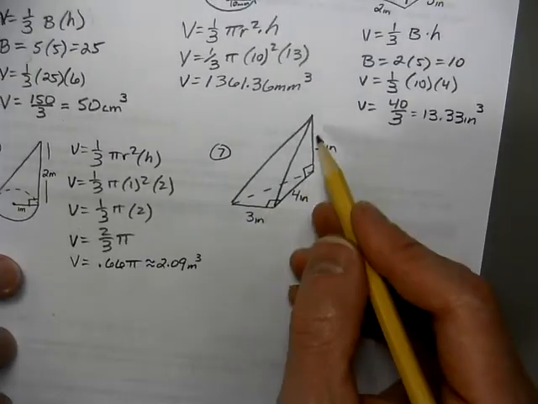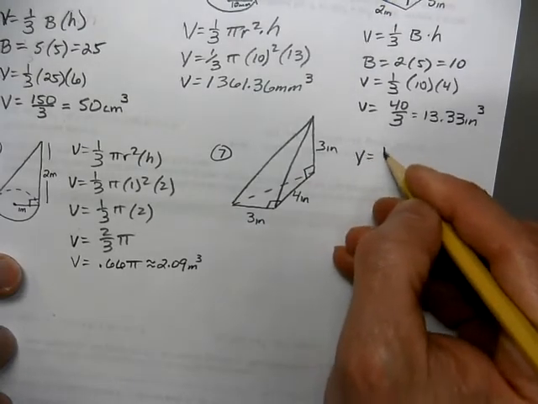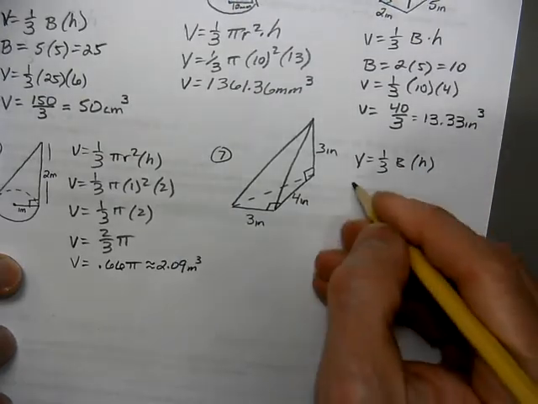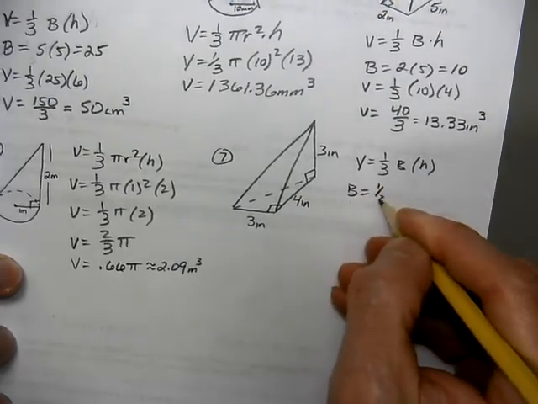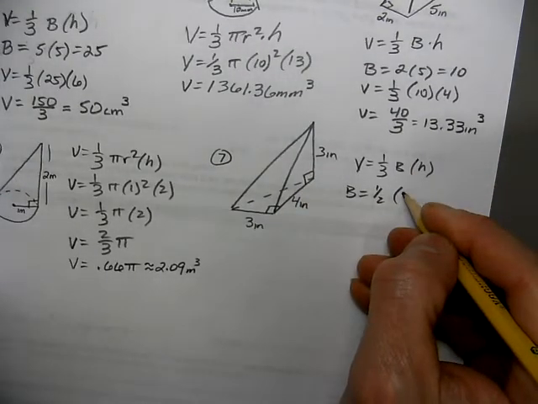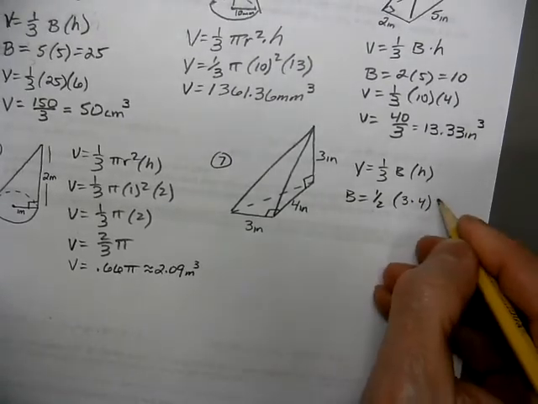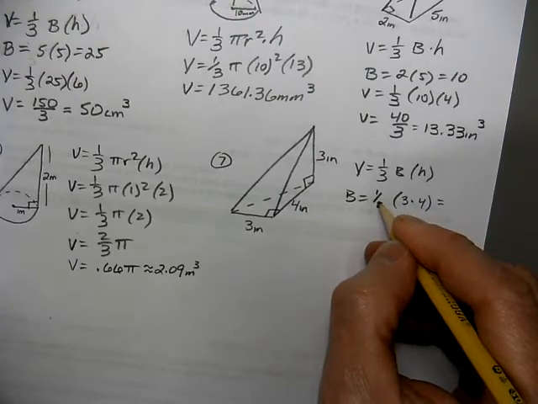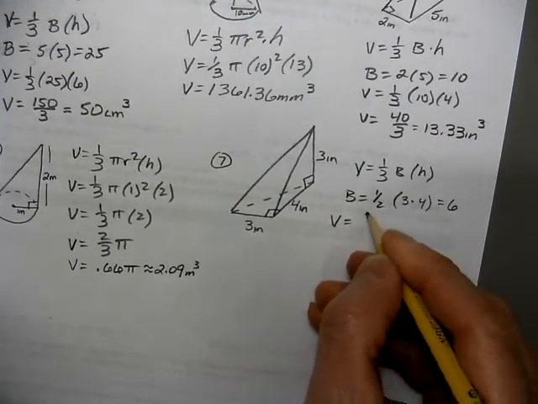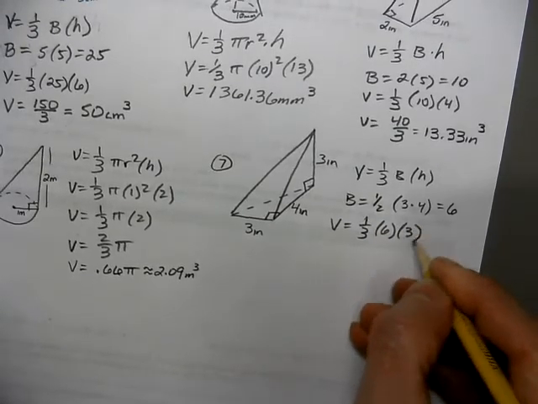Here we have a triangular pyramid, so we're going to find the volume by 1/3 the base times the height. To find the base, we're going to have to take half of the perpendicular sides, which are 3 times 4. So 12 divided by 2, half is 6. So the volume is 1/3, 6 times our height.